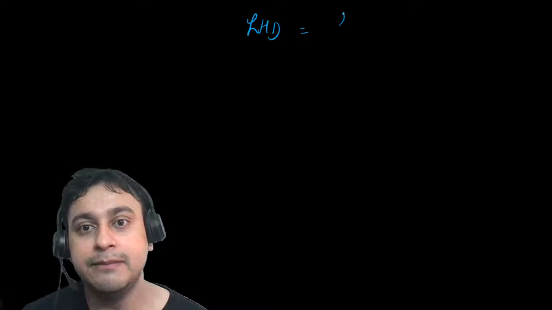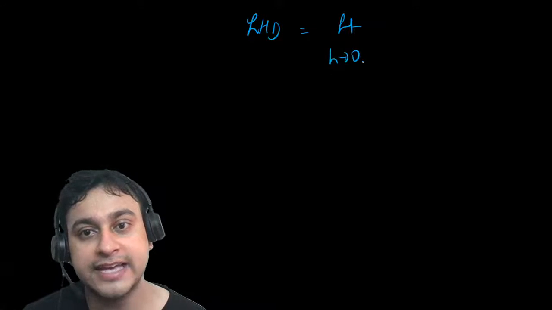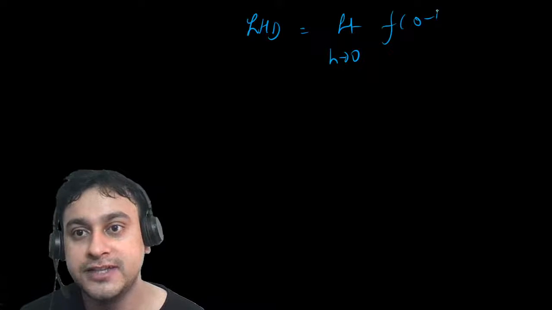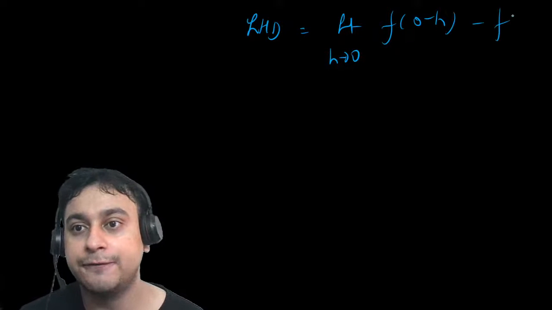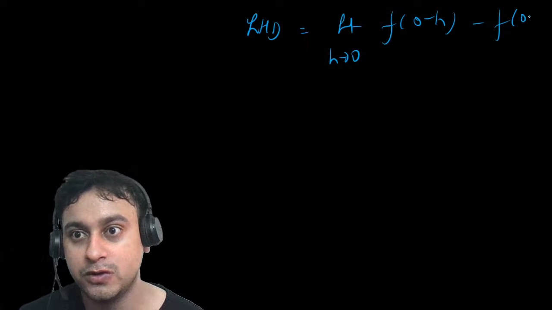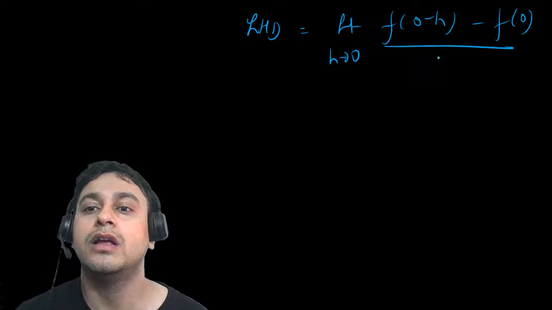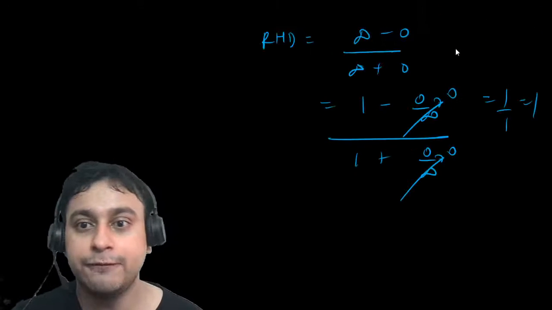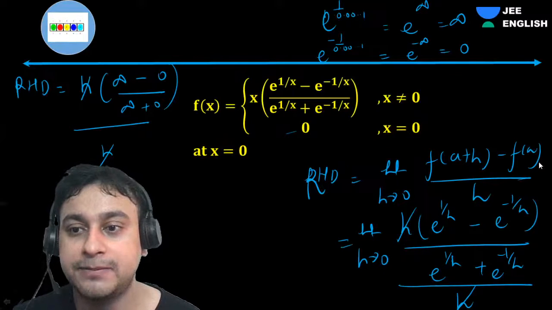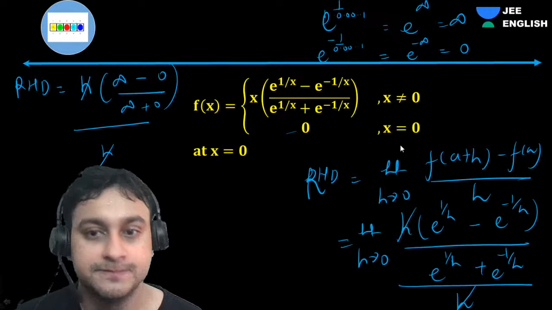LHD will be what, guys? Limit h tending to 0. This h is always positive. This is f of 0 minus h minus f of 0 upon minus h, right? So f of 0 is 0, guys, right? That's why I didn't subtract it. F of 0 is 0 only.